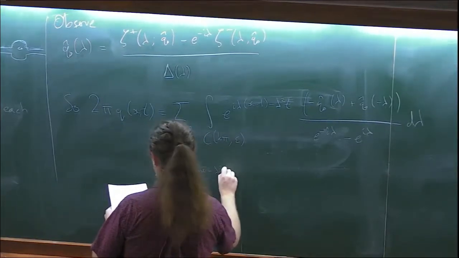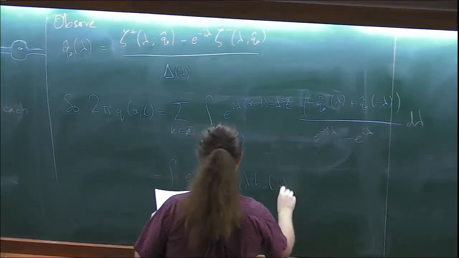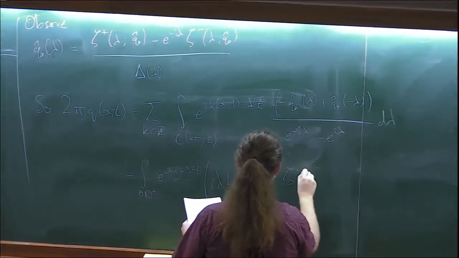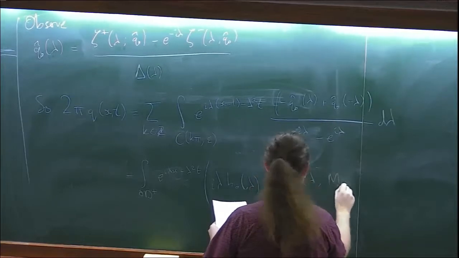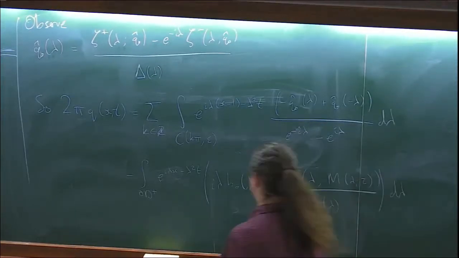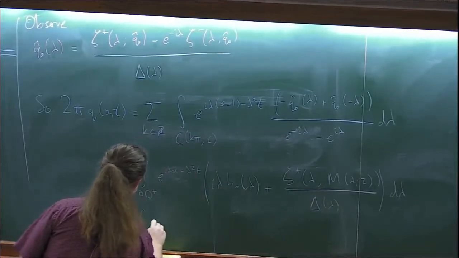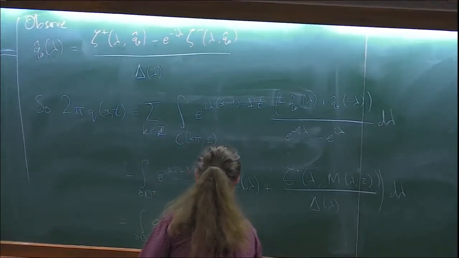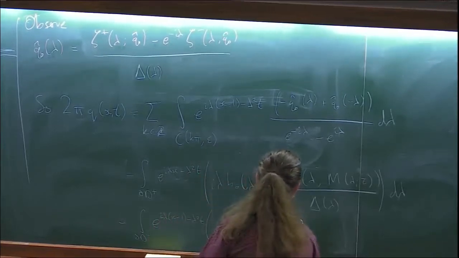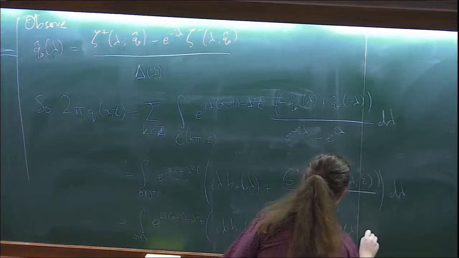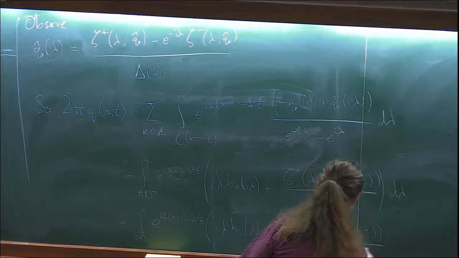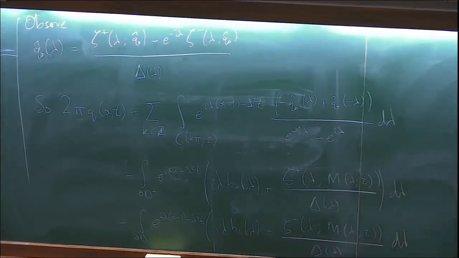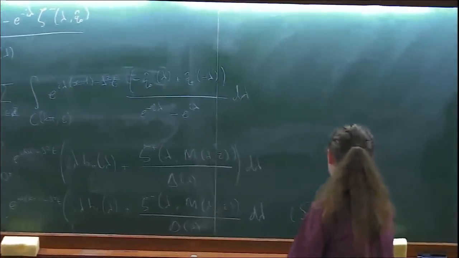So e^{iλx − λ²t} times iλ h₀ of λ plus ζ plus of λ, minus the corresponding integral around boundary D minus. Okay, and I'll call that the solution representation at time τ.